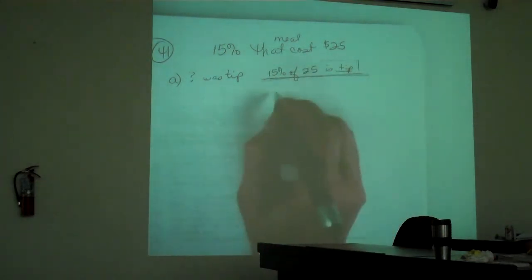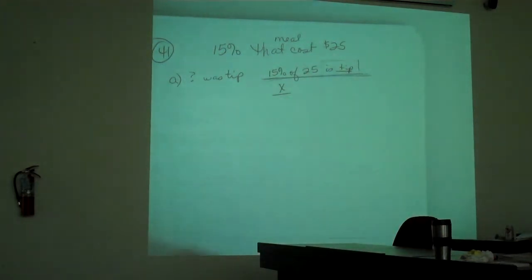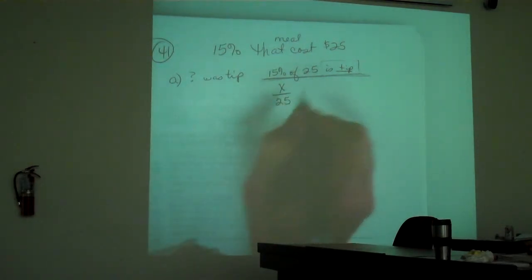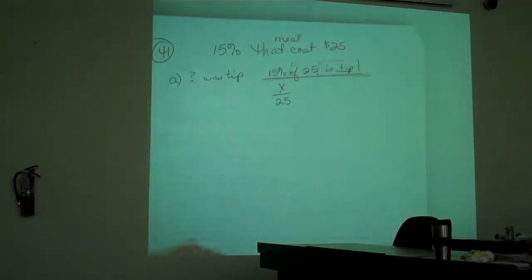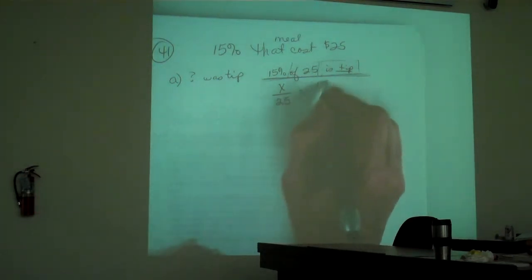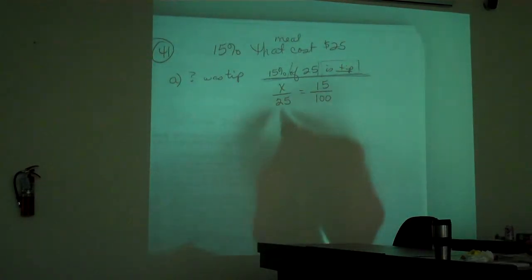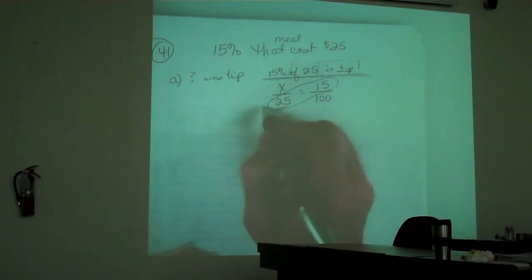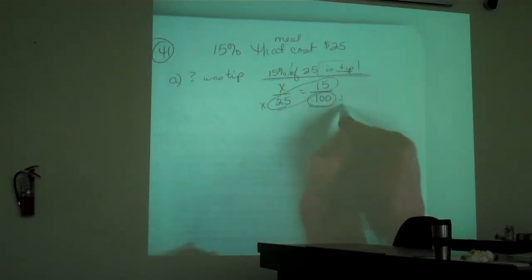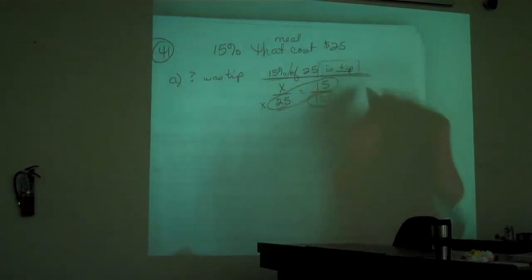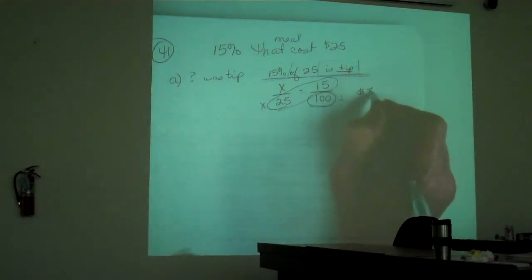Your is, you don't know, so you put it on top. The of goes on bottom. Your of is 25. 15 is your percent that goes over 100. Okay, so what numbers are we going to multiply? 25 times 15, then you'll divide by 100. So the tip came out to $3.75.